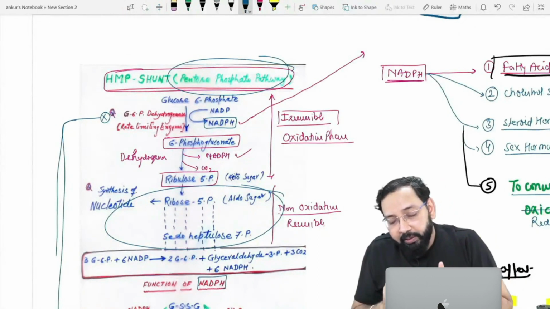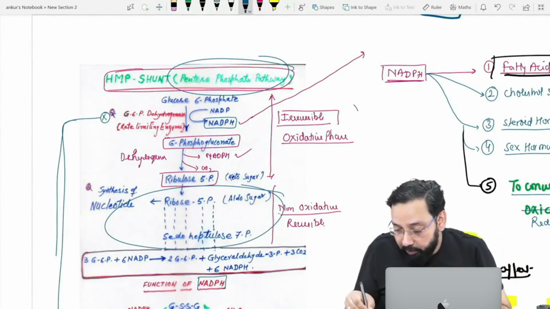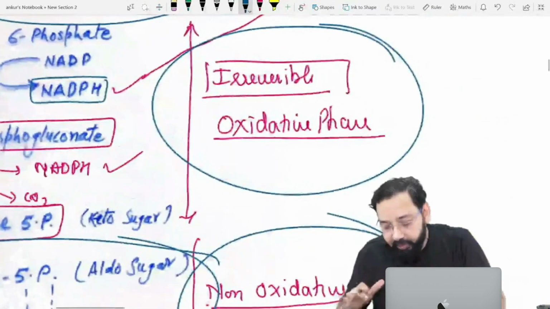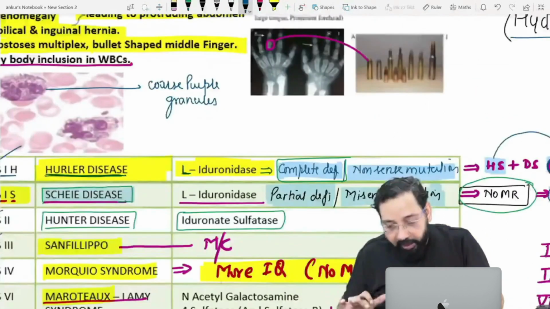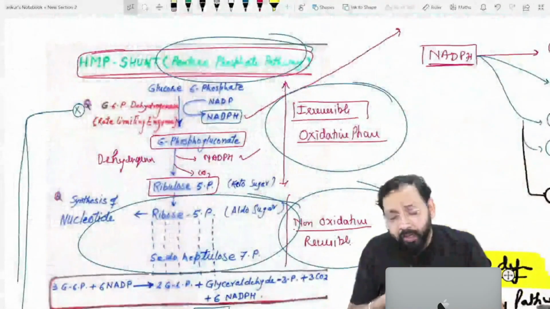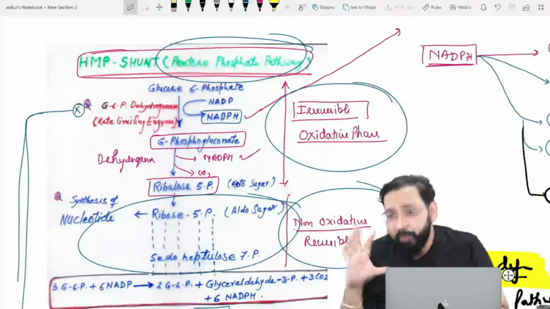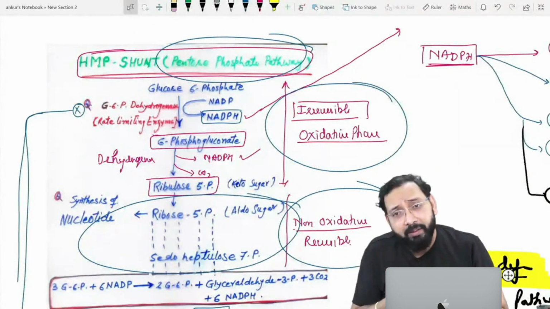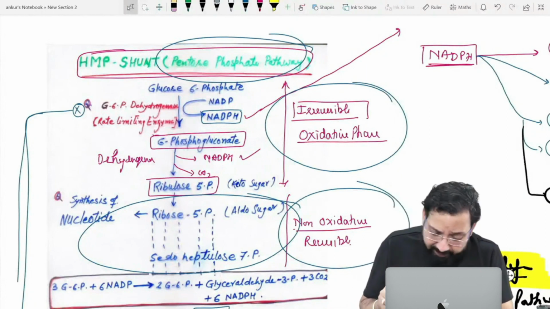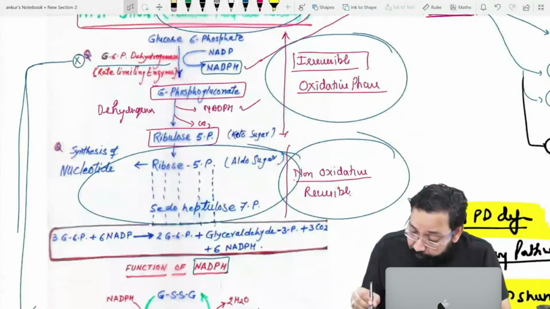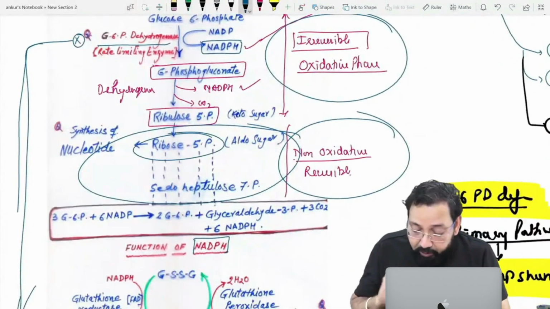So you can divide the HMP shunt into two fragments. One is the oxidative phase, second is the non-oxidative phase. The oxidative phase is irreversible, the non-oxidative phase is reversible. Oxidative phase means hydrogen is removed, and hydrogen is taken up by NADP to form NADPH. So the oxidative phase produces NADPH. This is irreversible, and the main rate limiting enzyme is glucose 6-phosphate dehydrogenase. In the non-oxidative phase, pentose sugars are produced.